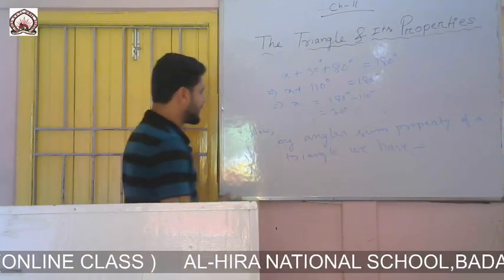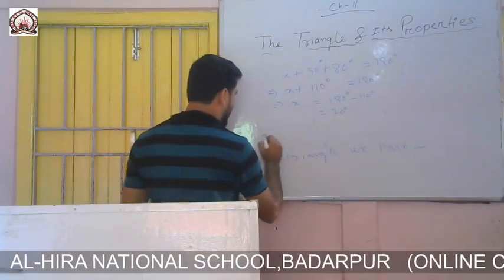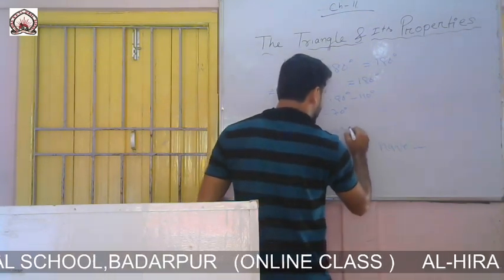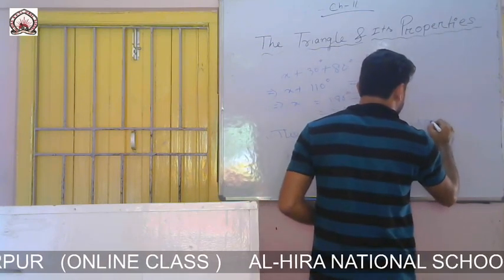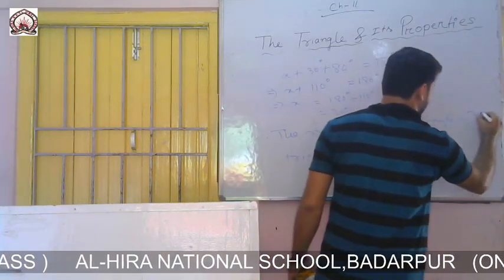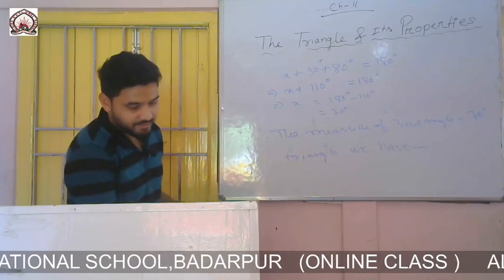Therefore you write, therefore the measure of the third angle equals what? 70 degree. So that is the answer.